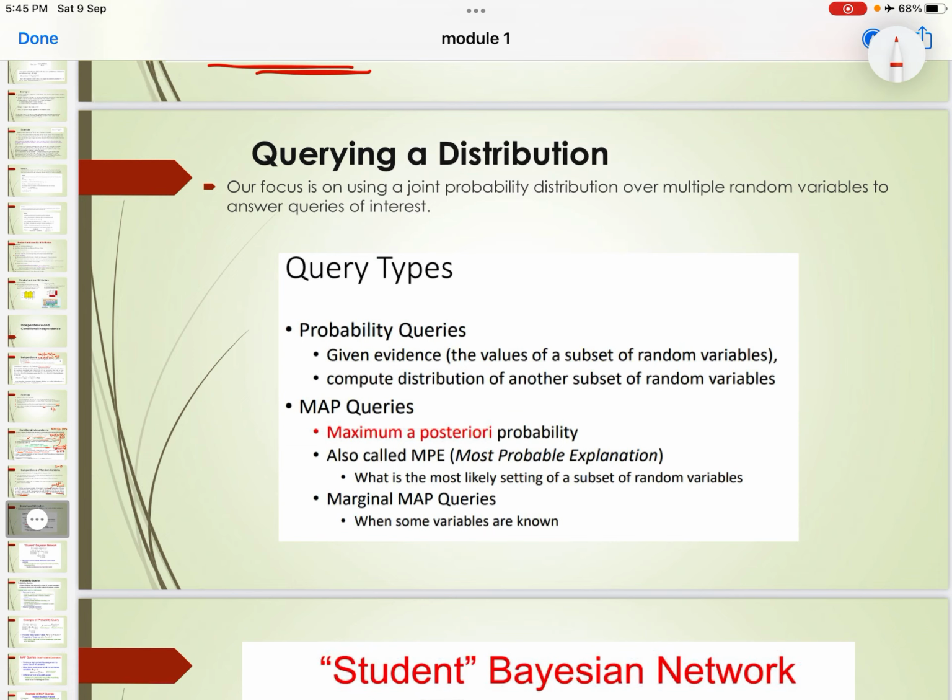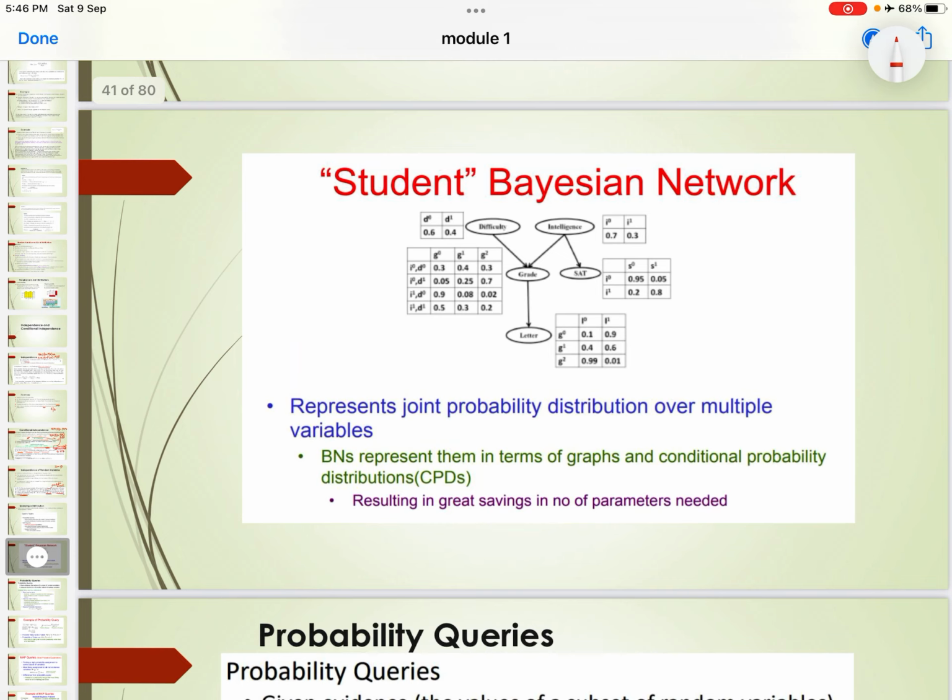Querying a distribution. Our focus is on using a joint probability distribution over multiple random variables to answer queries of interest. Query type: probability queries. Given evidence, the values of a subset of random variables, compute the distribution of another subset of random variables. MAP queries, maximum a posteriori probability, also called the most probable explanation. What is the most likely setting of a subset of random variables? Marginal MAP queries, when some variables are known.